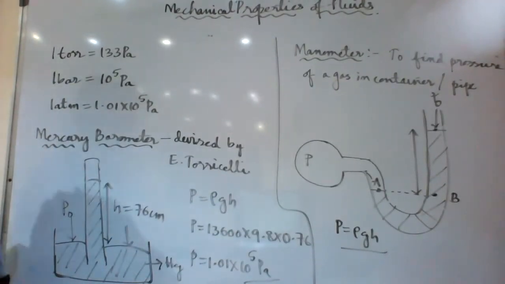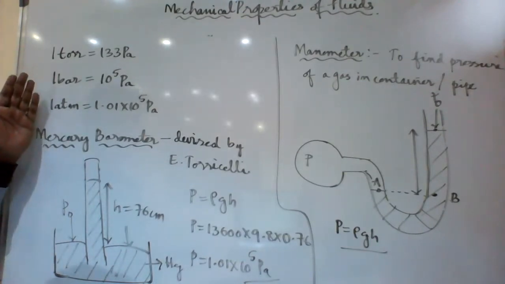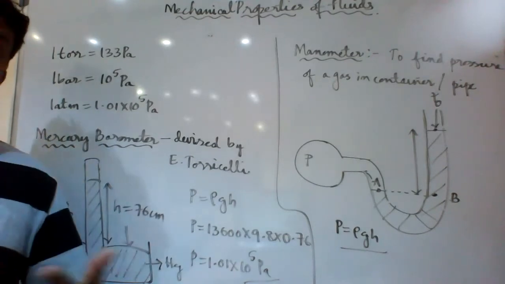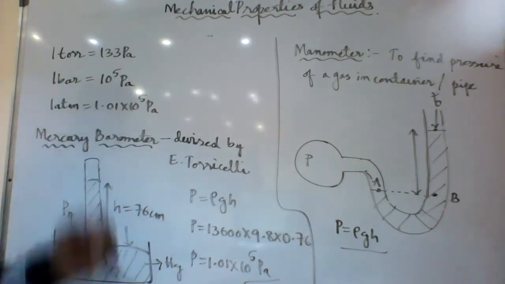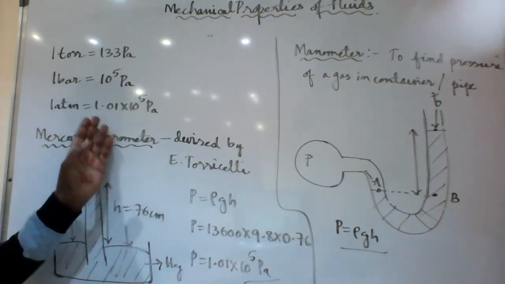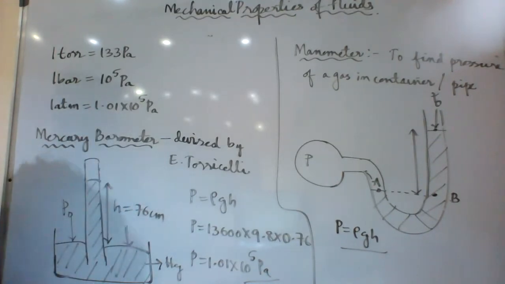Now we will discuss the mercury barometer and manometer. Here we have these three values, the units of pressure we found. One torr is 133 pascals. One bar equals 10^5 pascals. And one atm, one atmospheric pressure, is 1.01 × 10^5 pascals.